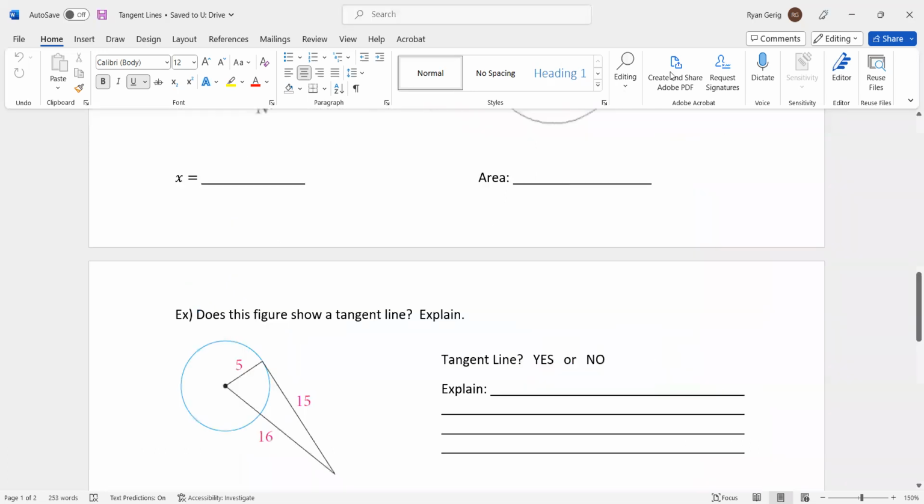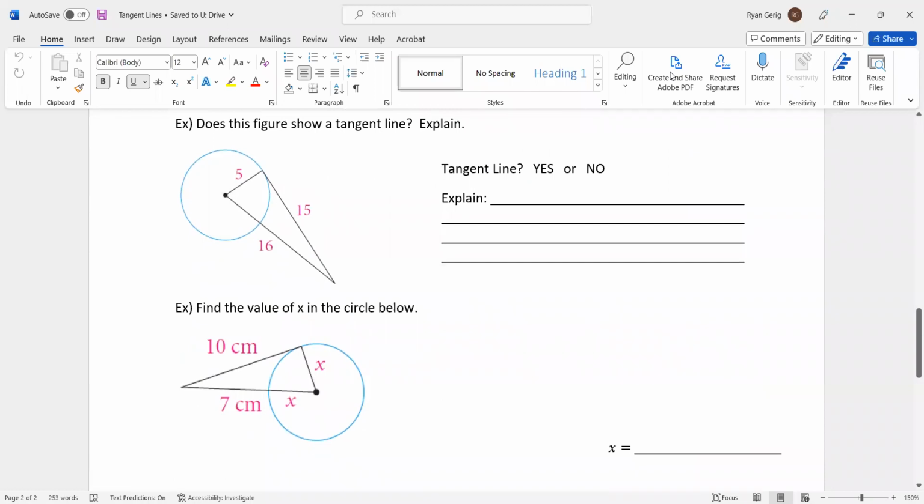All right. Let's go ahead and go to the back. Does this figure show a tangent line? Explain. Okay, so kind of working with this theorem backwards. I gave you all three sides, 5, 15, and 16. If it was tangent, it would make a right angle. If it made a right angle, then the Pythagorean theorem would work.